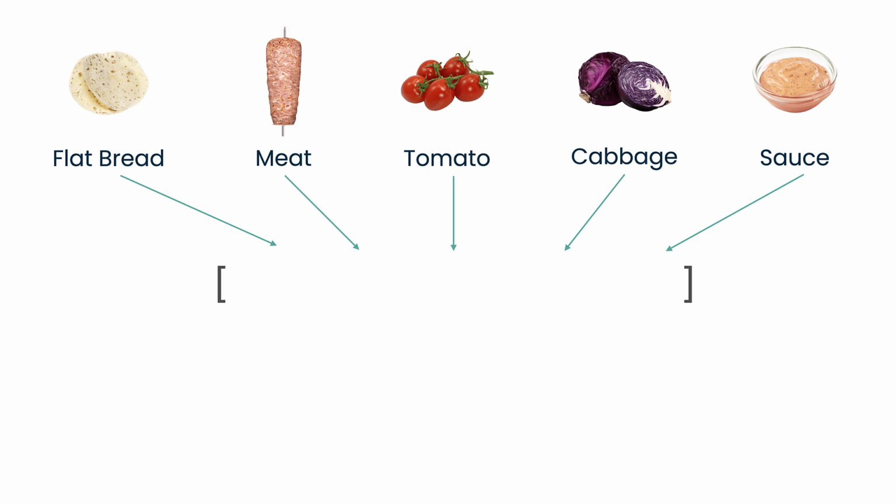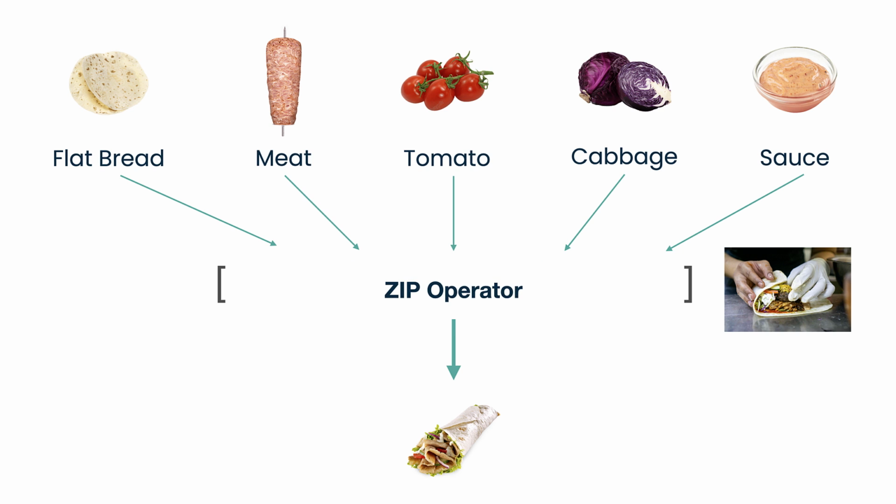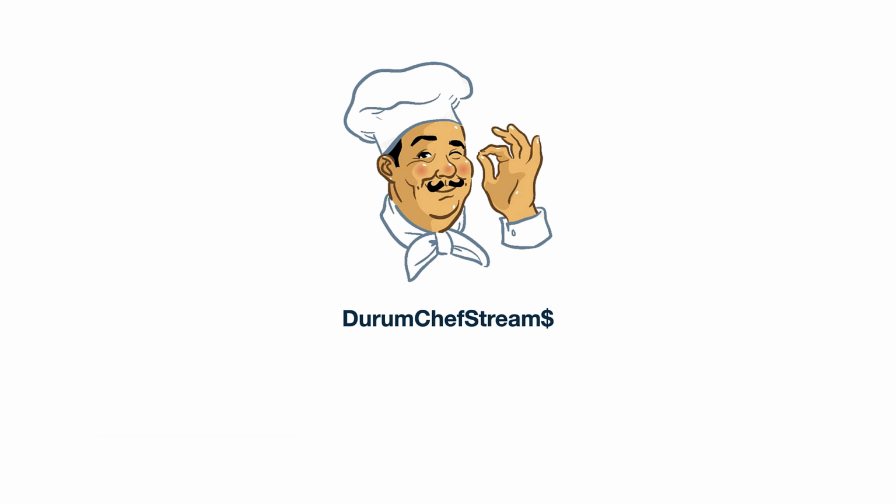Okay, let's quickly refresh our knowledge about the zip operator we learned in the previous video. So it combines multiple streams, in our case 5 ingredient streams, then it waits until every one of them emits a value. Then it wraps the emitted ingredients into one array, and in such a way we get a new durum. And I would suggest you treat this whole process as one stream, and let's call it the durum chef stream. So we encapsulate all this logic in this single stream.